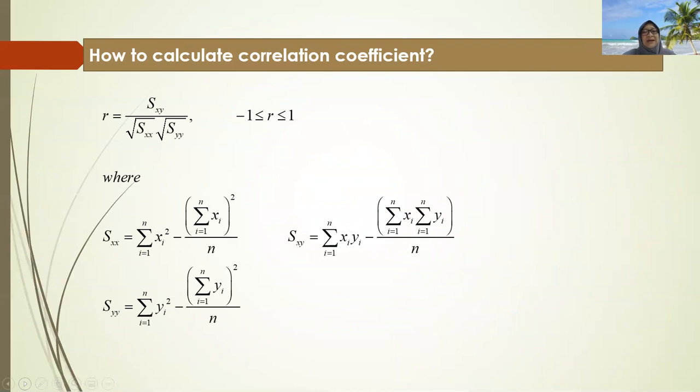We can calculate numerically the value of the correlation coefficient using this formula: Sxy divided by square root of Sxx times square root of Syy, where Sxx stands for the sum of x sub i squared minus the sum of xi all squared divided by n. Similarly for Sxy and Syy. These formulas are given in the statistical table, so you can refer to this.